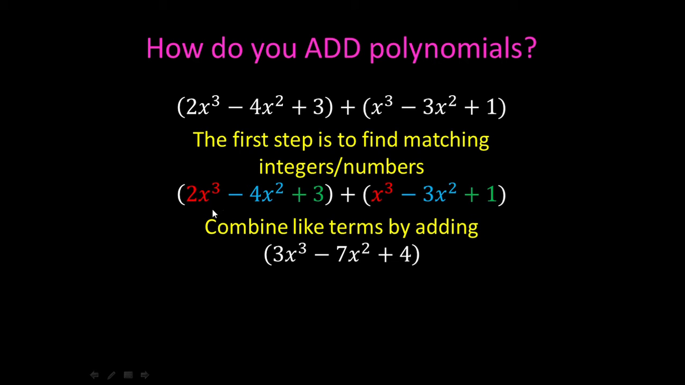So 2x cubed plus positive x cubed would give you 3x cubed. Negative 4x squared plus negative 3x squared would give you negative 7x squared. My bad, I misspoke earlier. And then positive 3 plus positive 1 would give you positive 4, giving your final answer 3x cubed minus 7x squared plus 4.